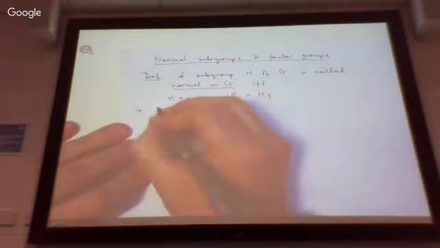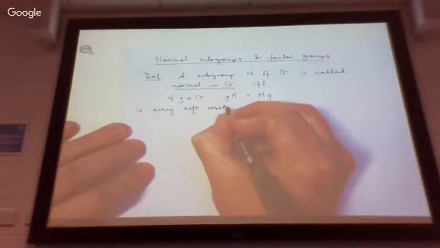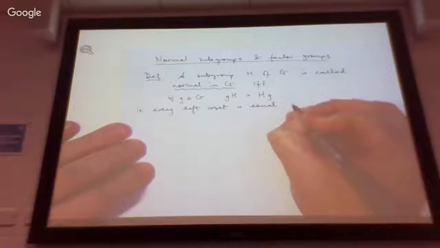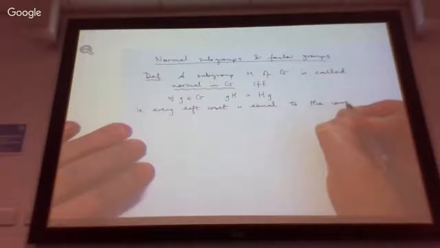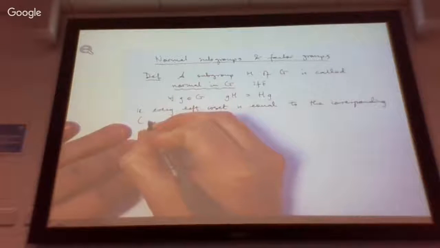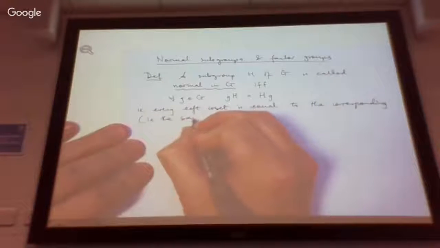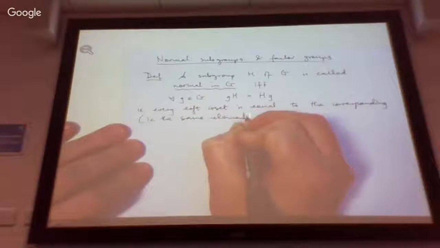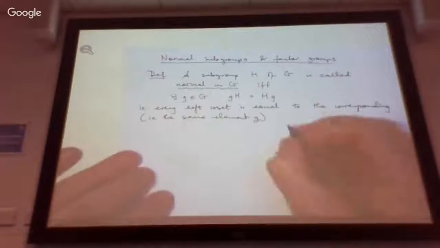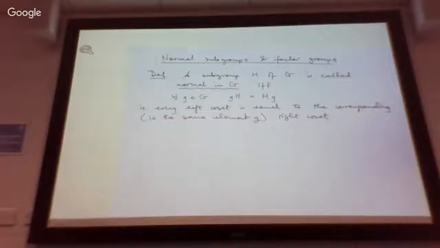So, i.e., in words, what we're saying there, every left coset is equal to the corresponding right coset. By corresponding, I mean the same element g. So for every element little g from the group, the left coset corresponding to the element little g is equal to the right coset, okay?